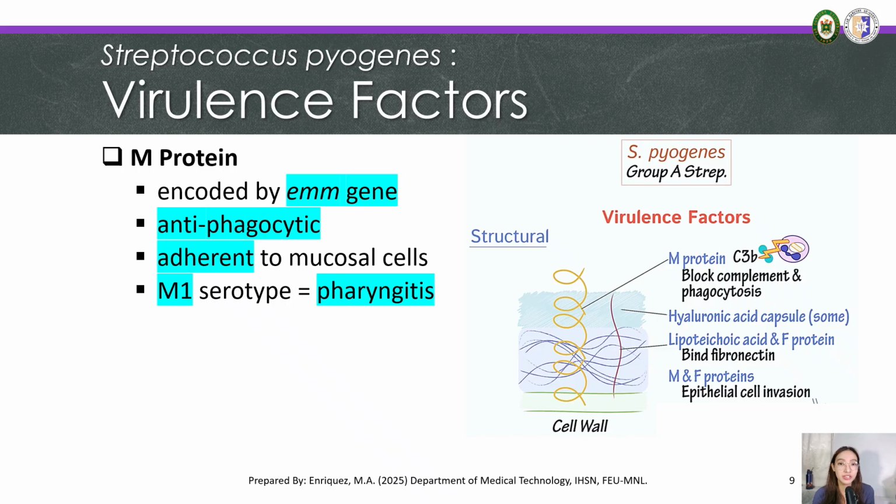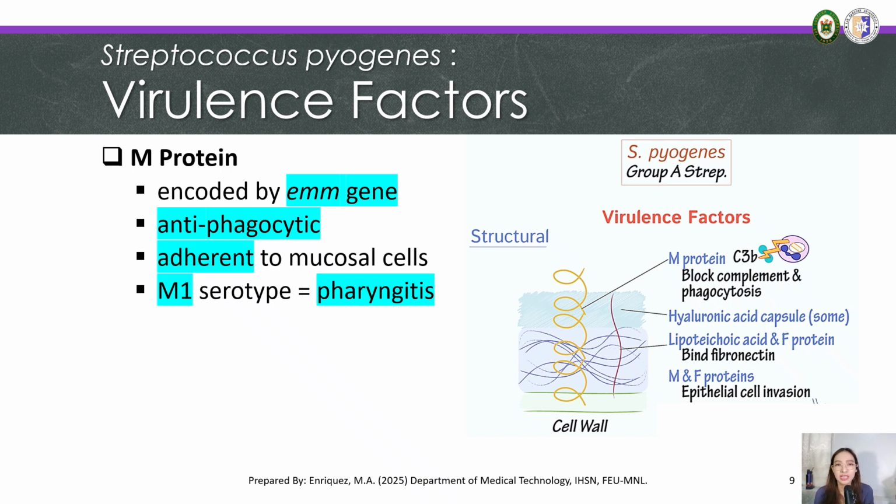Let's now look into the virulence factors of Streptococcus pyogenes. The following virulence factors are similar in a way that they are all structural, all right? If we look at this illustration right here, the next virulence factors that I will discuss are structural. This means they are not something that the bacteria produces, rather, they are already incorporated into the structure of their cell walls. Okay?